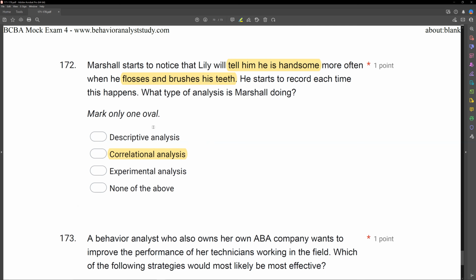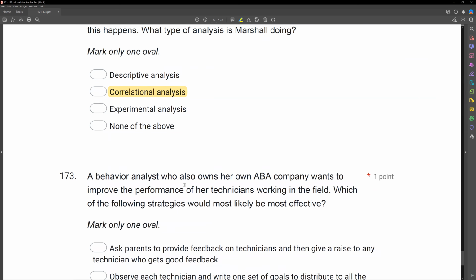So descriptive analysis is pretty self-explanatory. Don't get correlational and experimental confused. With correlational, you're still just observing. You're just a passive observer. Experimental, you're actually involved in the manipulation.